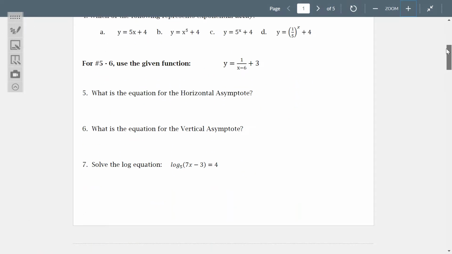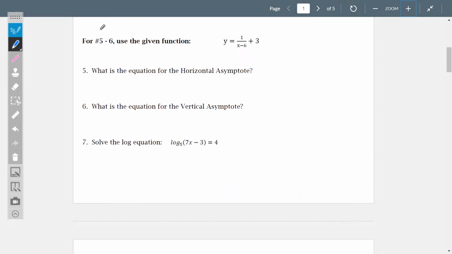Number 5, use the given function to find the asymptotes for this function. Okay, so this is a rational function. So remember the formula for a rational function, a over x minus h plus k, where the h is the horizontal shift and the k is the vertical shift. And remember what these graphs look like.